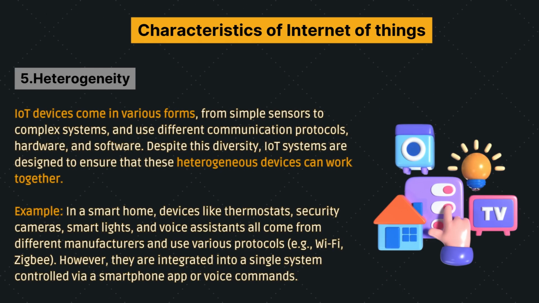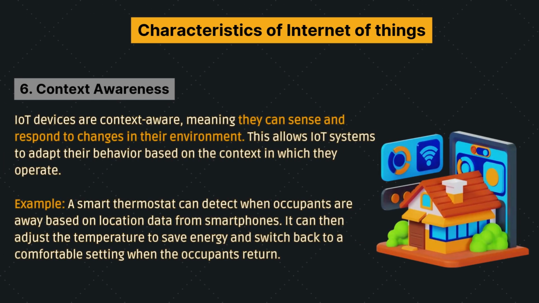IoT devices come in various forms and use different communication methods. This heterogeneity allows them to work together seamlessly. For instance, in a smart home, devices from different brands can all be controlled via a single app. Context awareness is another characteristic. IoT devices can adapt to changes in their environment. For example, a smart thermostat can lower the temperature when it senses no one is home.